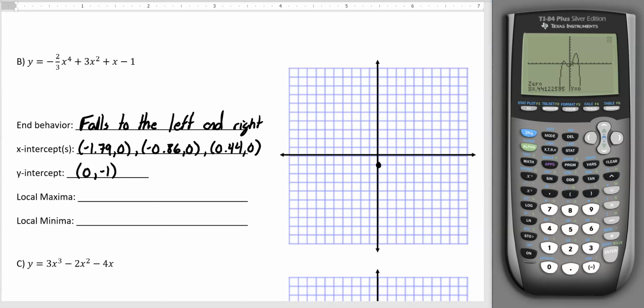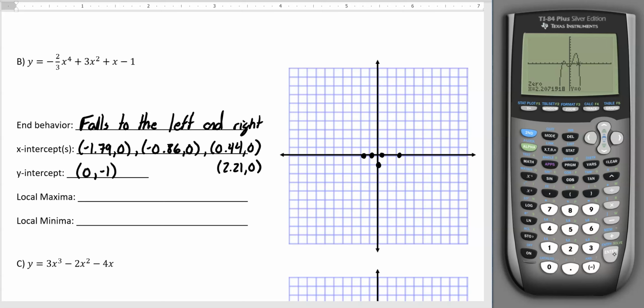And then one more. Second calc, zero. Go to the left of that x-intercept and then to the right. There we go. Press enter. 2.21. Wow. Okay, so a bunch of x-intercepts here. So negative 1.79 is right about there. Negative 0.86 right about there. 0.44 right about there. And 2.21 right about there.